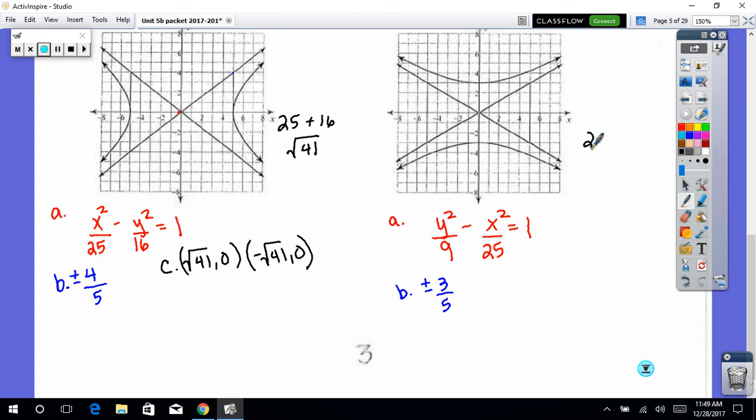And we have 25 plus 9 for our foci. This gives us a foci of square root of 34. Okay, again, they're going to be on the y-axis. So our foci are going to have 0 for our x-coordinate.